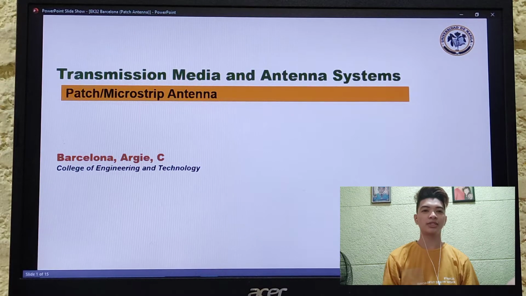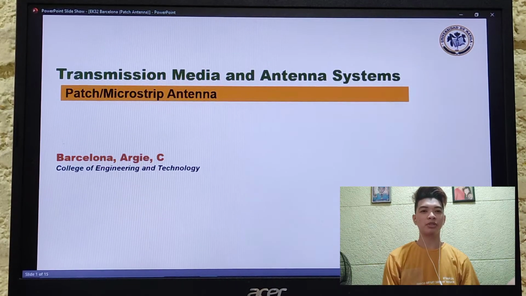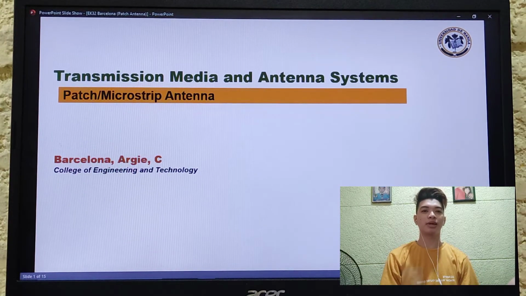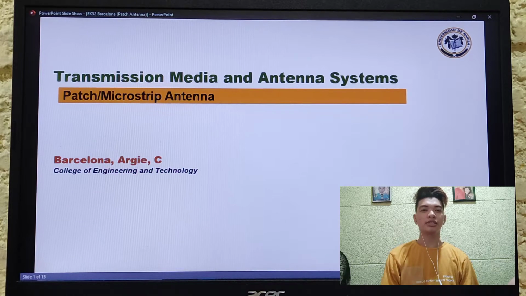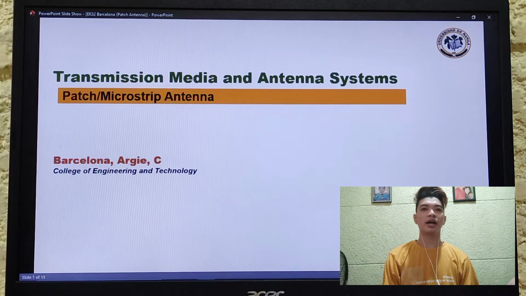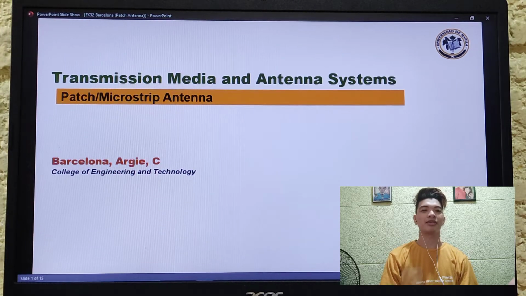Today I am going to discuss patch or microstrip antenna. In this topic, I'm going to discuss the introduction, the body, and the summary of my written research. And in this report, I input 5 questions on this topic.